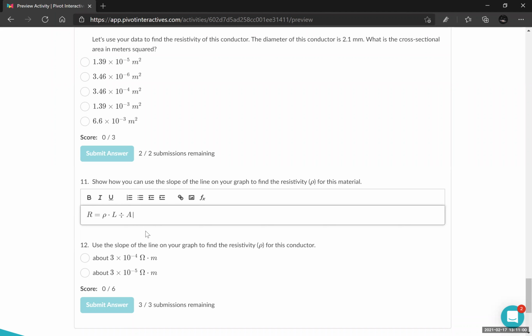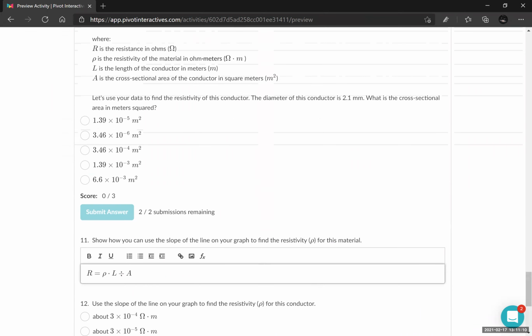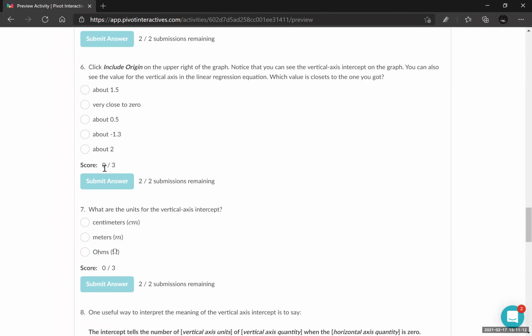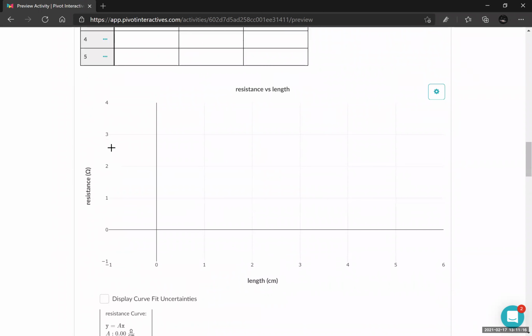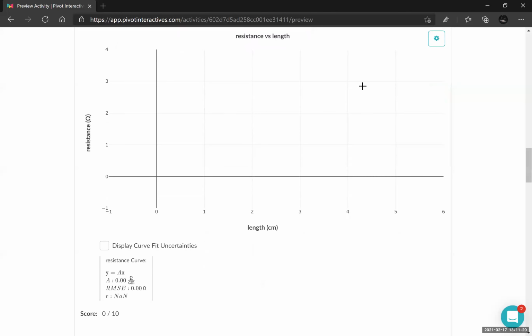That's another LaTeX code. Again, I will provide that code. If you want to work with that and use that, by all means. If you want to do it by hand, you can also do that as well. But that's what we have. So use that data, plot the graph, use the slope to find the resistivity, and then after that, you should be able to answer all those questions at the end.